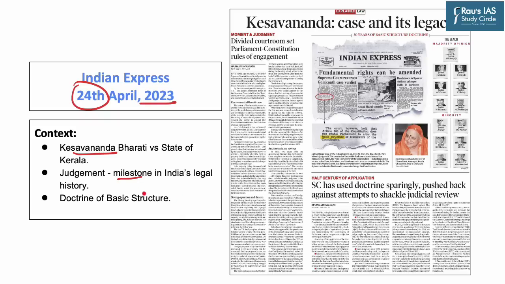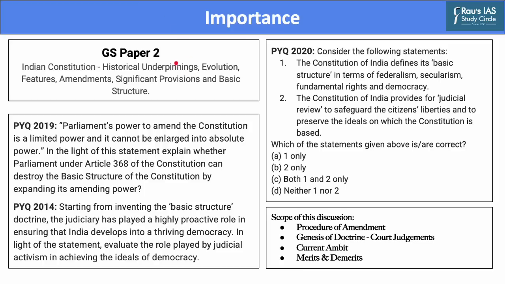Now, this judgment has helped preserve the essence of our republic. The importance of this topic can be gauged by the fact that UPSC in GS paper 2 has highlighted the topic basic structure under the framework of Indian Constitution. Further, you can see from this mains PYQ in GS paper 2, where in the year 2019, a question appeared on Parliament's power to amend the Constitution and held that it cannot be enlarged into an absolute power, and we needed to explain the statement in light of the doctrine of basic structure.